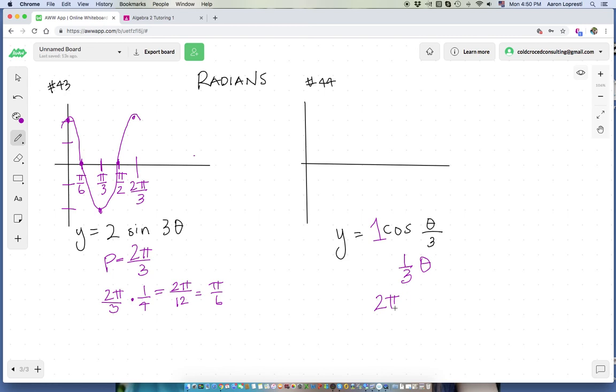So 2 pi divided by 1/3 is the same thing as 2 pi, flip and multiply. So our period of this function is 6 pi. Okay. Half of that is 3 pi.